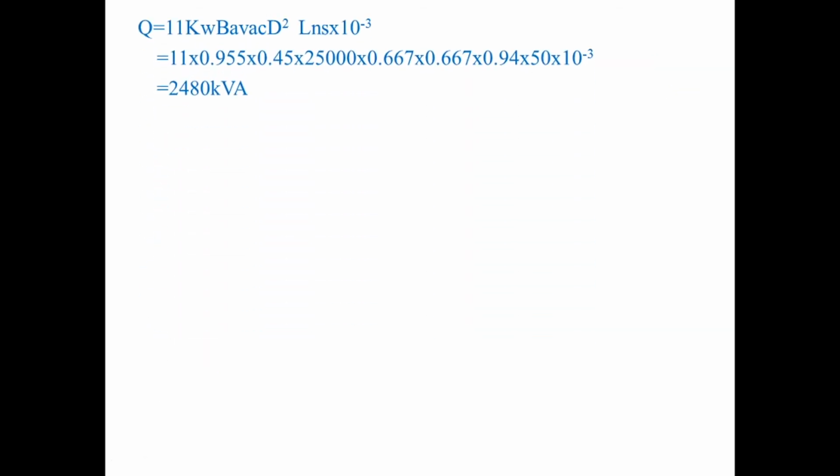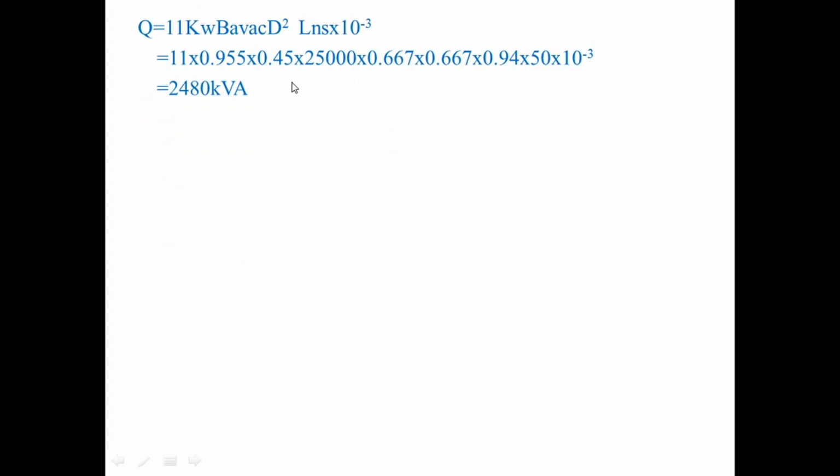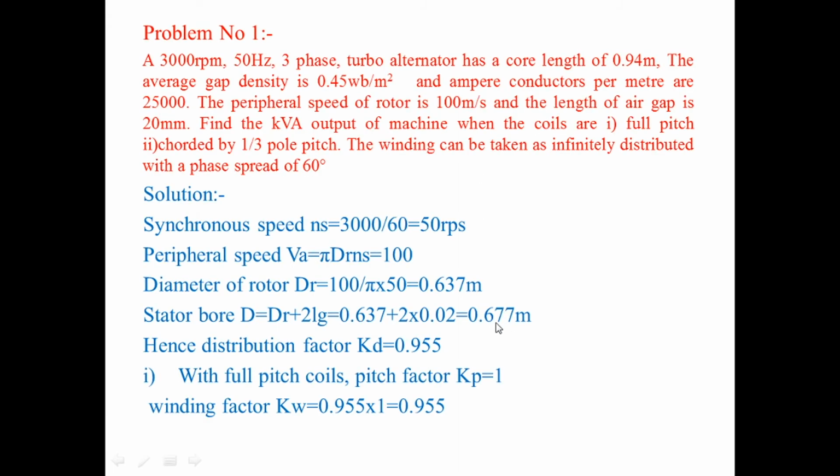So it is 0.955. So Q is equal to 11 into Kw into Bav into AC into d square L into Ns into 10 to the power minus 3. So if you substitute the values, 11 into Kw which is 0.955, and Bav, which is given as 0.45, that is the average gap density of 0.45 Weber per meter square. So 0.45, and AC is 25,000, into d square, which is 0.667. We got it from here, the 0.667 meter stator bore diameter.